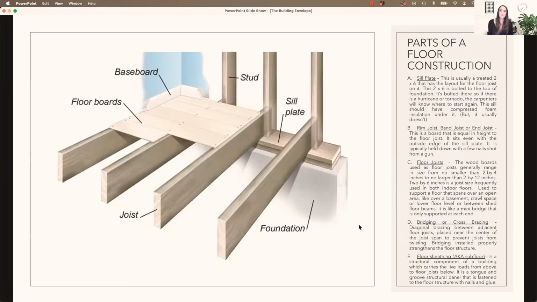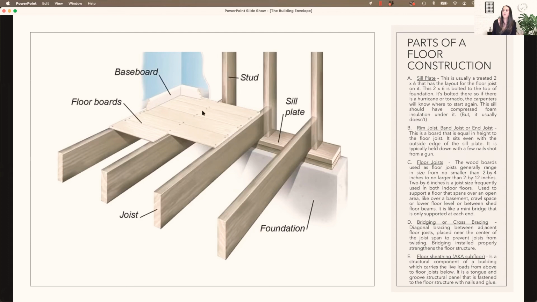So this is a good diagram about what they were just talking about. You can see the foundation wall here, and then the sill plate. The sill plate is typically wood, and that attaches to the foundation wall and gives a place for the joist to anchor to. The joists are going to run perpendicular to the sill plate in most instances, obviously not in all.